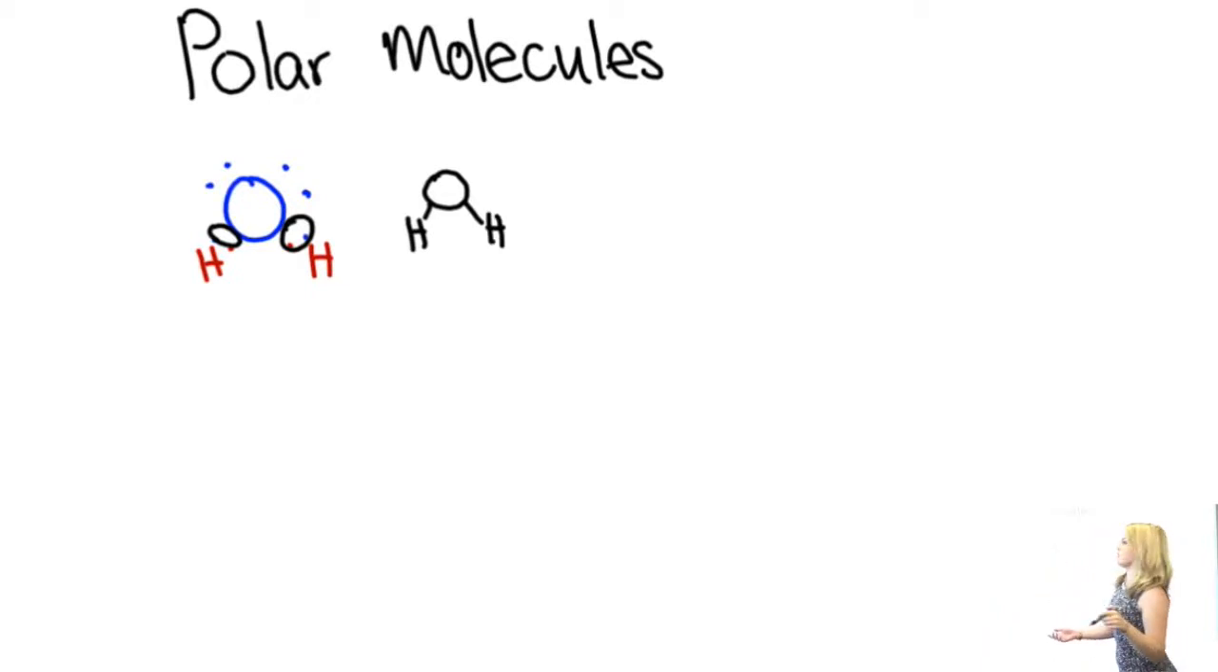But on the oxygen, we still have these 4 unbonded electrons or 2 unbonded electron pairs. This creates a slightly negative side to the oxygen atom, so this will be partially negative, and in order to neutralize the oxygen atom, these each become partially positive.